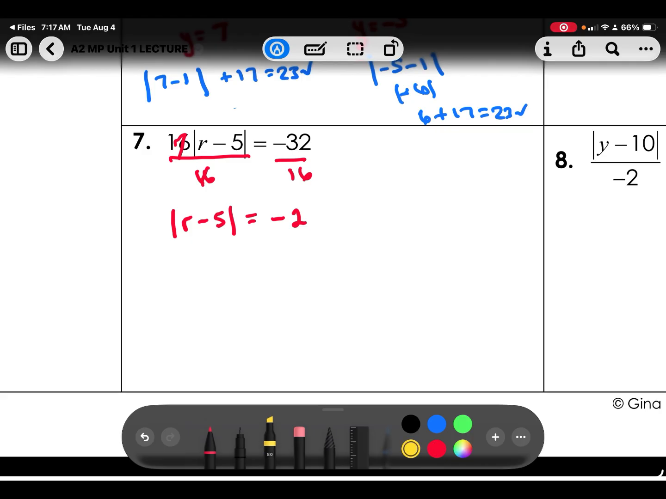This says that it equals -2. Well, when we take an absolute value, we are never going to get a negative because absolute value is always positive. So if I have an absolute value that equals a negative number, that means there's no solution. There is no solving that one, because there aren't any solutions. It's never going to become negative.